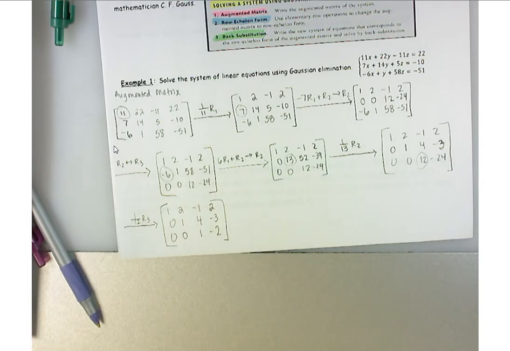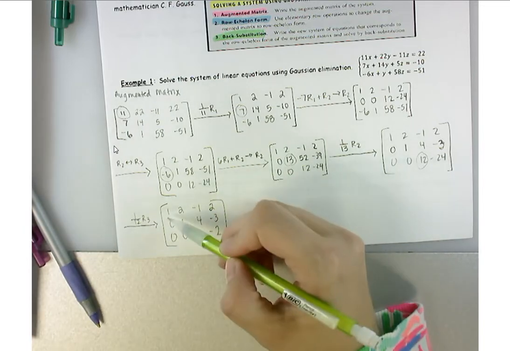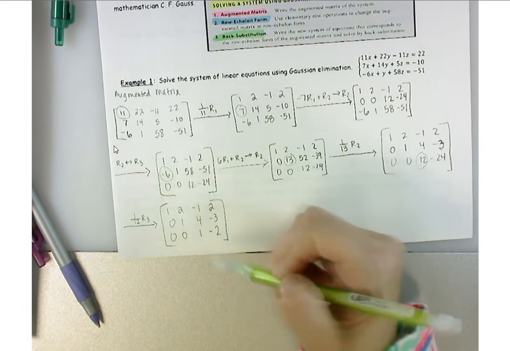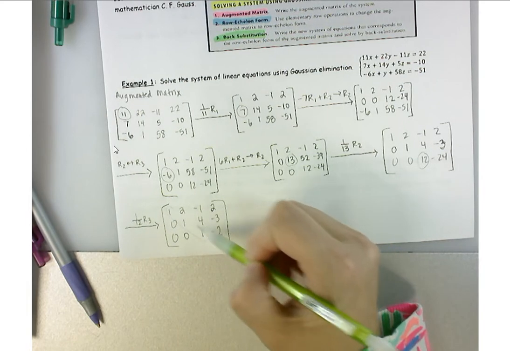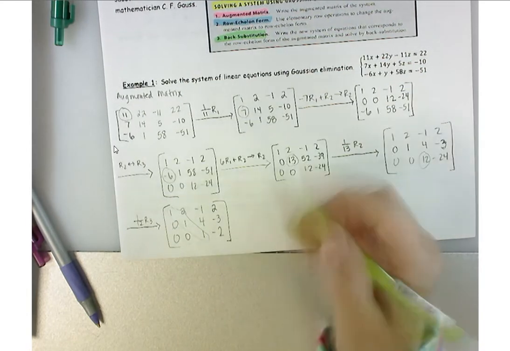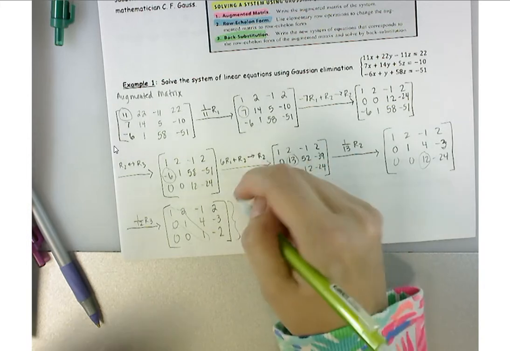Okay, now that I have this, see how I have 1, 0, 0, 1, 0, 1? I have this diagonal of 1s, and then I have the zeros below them. This is in row echelon form.